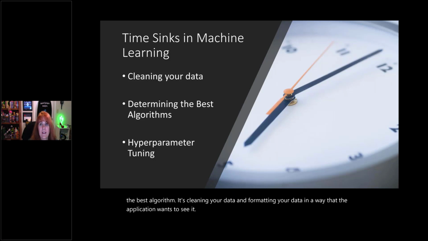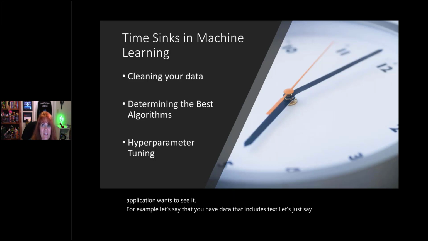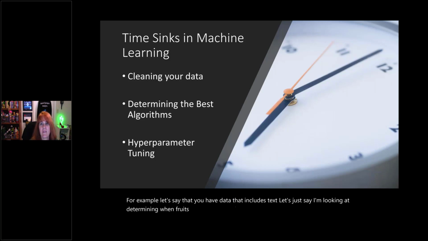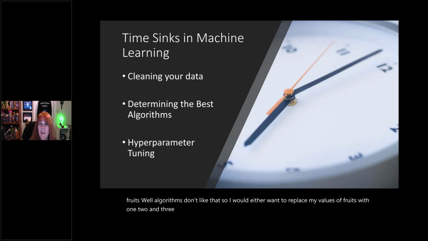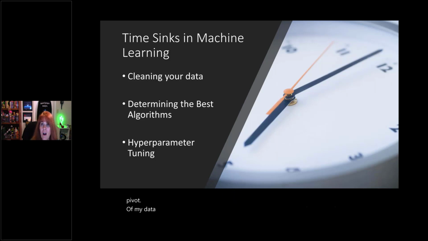For example, let's say that you have data that includes text. Let's just say I'm looking at determining when fruits go bad, and I've got apple, orange, and banana in one column called fruits. Well, algorithms don't like that. So I would either want to replace my values of fruits with 1, 2, and 3, or I could do something called one-hot encoding, which would do a pivot of my data so that I would have a column that says banana, and it would have a 0 if it wasn't a banana or a 1 if it was, and so forth and so on.